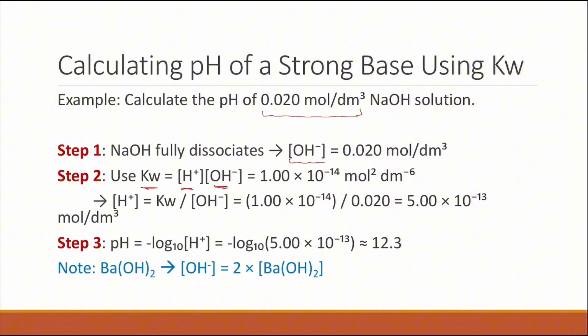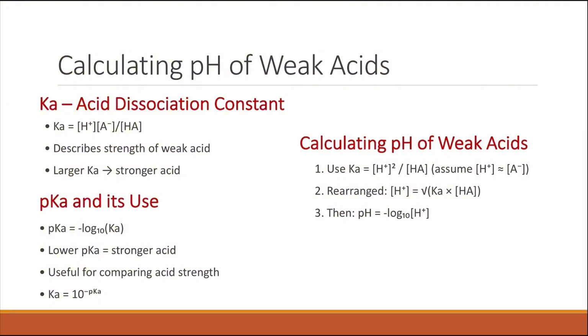So we can find the hydrogen ion concentration, which is going to equal the ionic product of water, which is going to be provided to you in the question, divided by the hydroxide ion concentration, or the concentration of the base. And then you can calculate the pH as minus log 10 of that hydrogen ion concentration. Note that if you have a base like barium hydroxide, where 1 mole of the base gives you 2 moles of the hydroxide ion, then the concentration of the hydroxide will be double the concentration of the base itself. Now, moving on to weak acids.